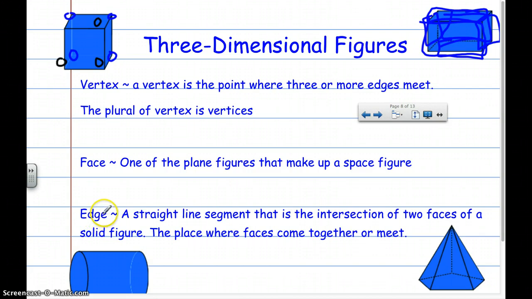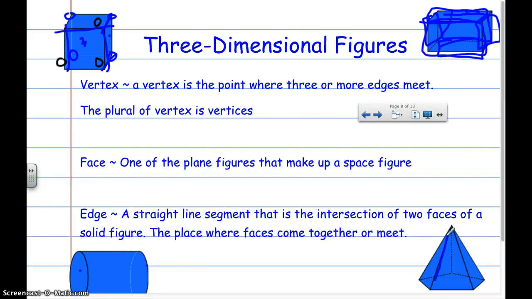The edge, a straight line segment that is the intersection of two faces of a solid figure. These two faces, this one and this one, come together to make these edges. So the edges are basically the lines of a shape where the faces come together. This is a face and this is a face, but it doesn't have any edges because it doesn't have any faces that come together. This is one solid piece right here.